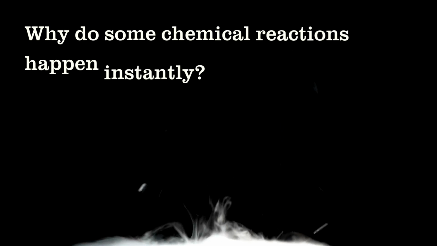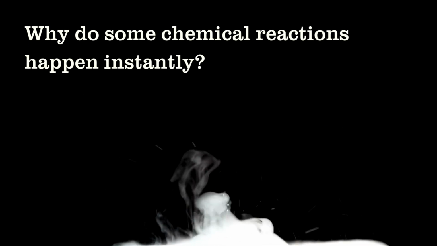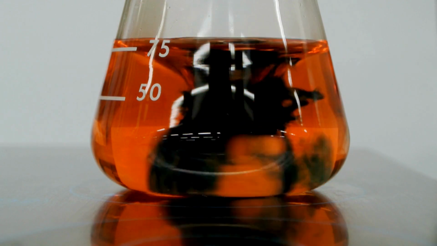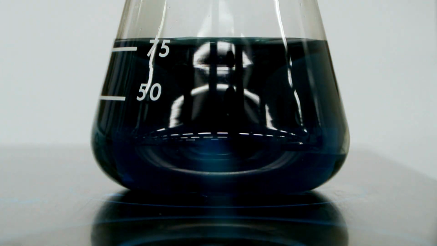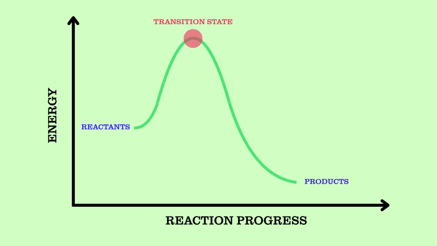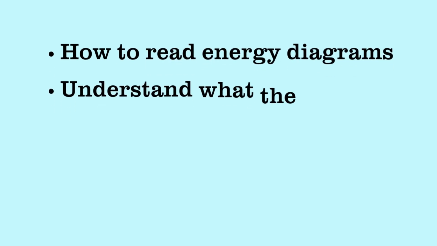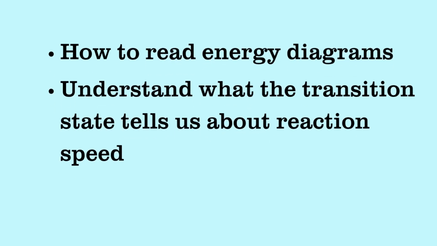Why do some chemical reactions happen instantly, while others take time or need a push? The answer is hidden in this curve. In this video, you'll learn how to read energy diagrams and understand what the transition state tells us about reaction speed.